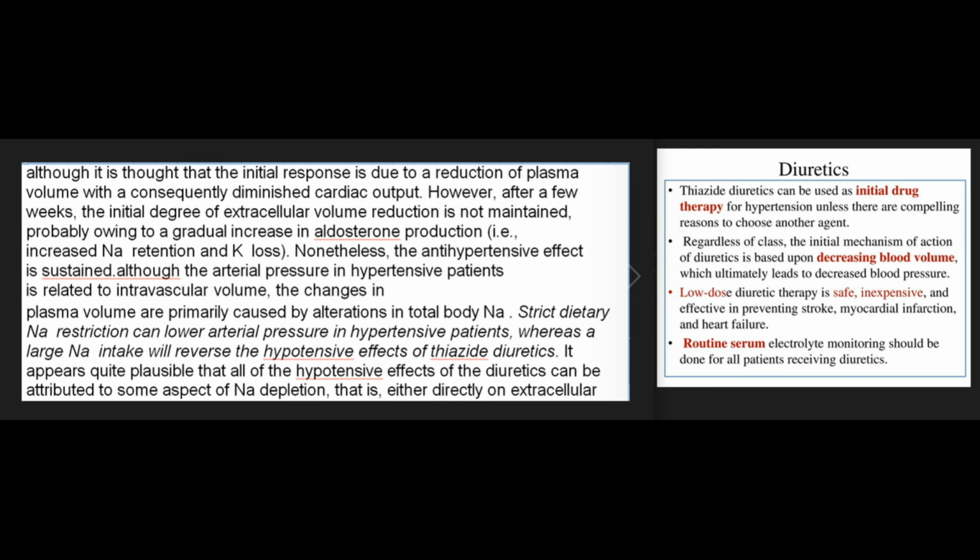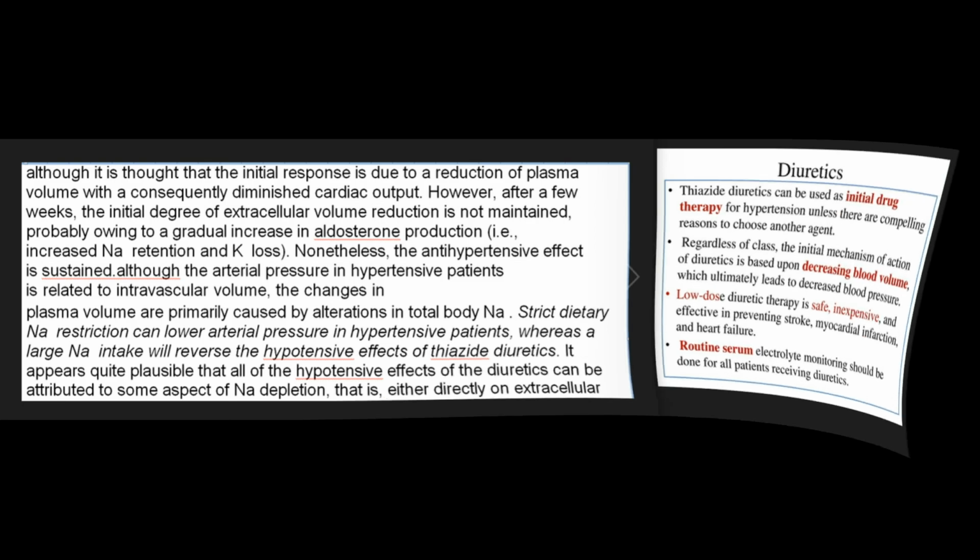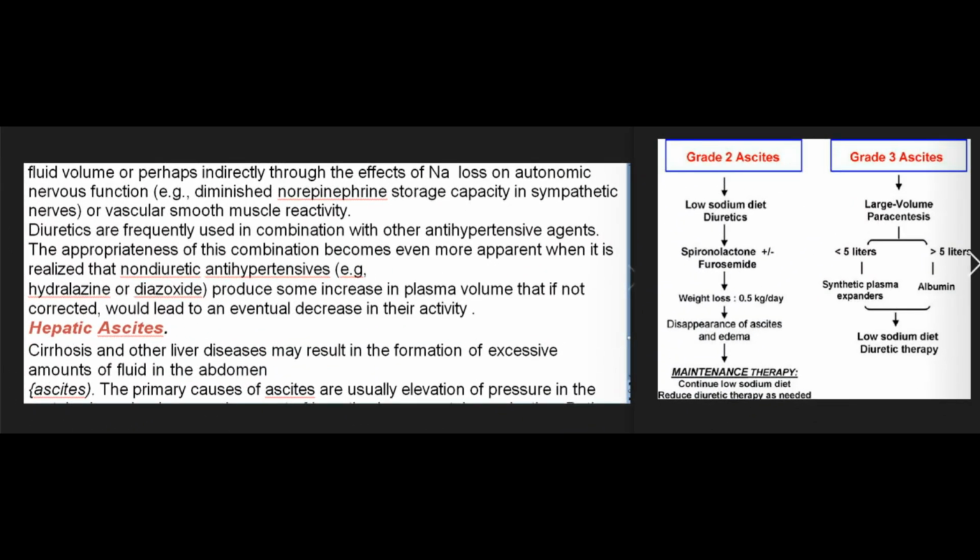It appears quite plausible that all of the hypotensive effects of the diuretics can be attributed to some aspect of Na depletion, that is, either directly on extracellular fluid volume or perhaps indirectly through the effects of Na loss on autonomic nervous function, for example diminished norepinephrine storage capacity in sympathetic nerves, or vascular smooth muscle reactivity. Diuretics are frequently used in combination with other antihypertensive agents. The appropriateness of this combination becomes even more apparent when it is realized that non-diuretic antihypertensives, e.g., hydralazine or diazoxide, produce some increase in plasma volume that, if not corrected, would lead to an eventual decrease in their activity.